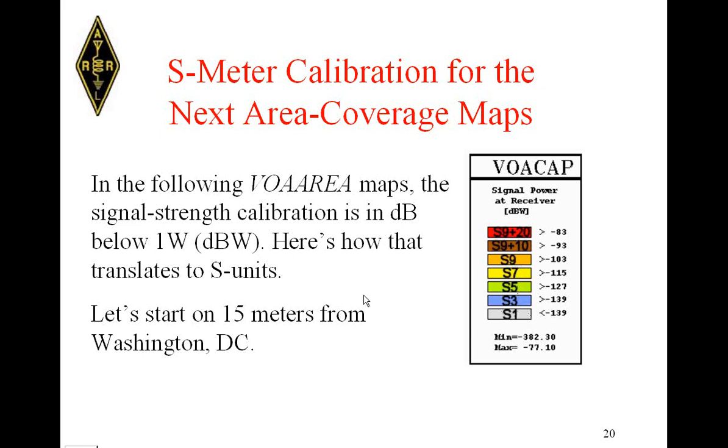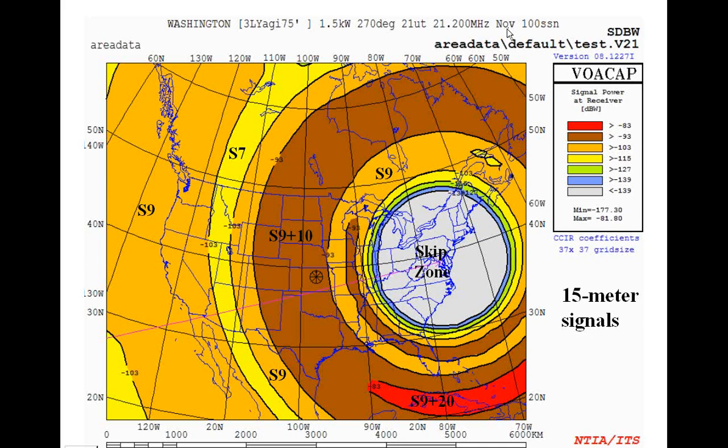What I'll do is start with 15 meters from Washington, D.C. This is for the month of November, the November ARRL Sweepstakes, a domestic contest, for a relatively high level of solar activity, a smoothed sunspot number of 100. We'll probably see this, we hope, in the next couple of years as cycle 24 ramps up. This is for the 15-meter band, 21.2 megahertz, in the afternoon at 21 UTC, for 1.5 kilowatts and a 3-element Yagi at 75 feet in the air.